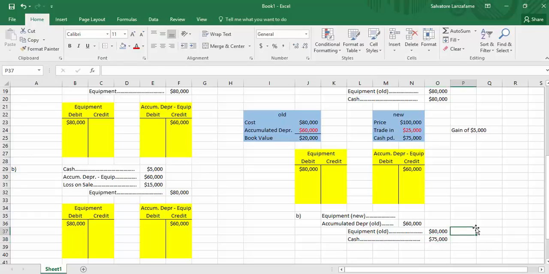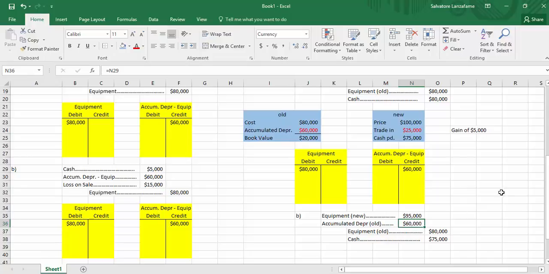So now we have 155,000 basically on the credit side. We only have 60,000 on the debit side. Okay, so in order to get my debits to equal my credits, I've got to figure out what's the difference. So 80 plus the 75 minus the 60, that's $95,000. So on the books, we're going to record the equipment at 95.